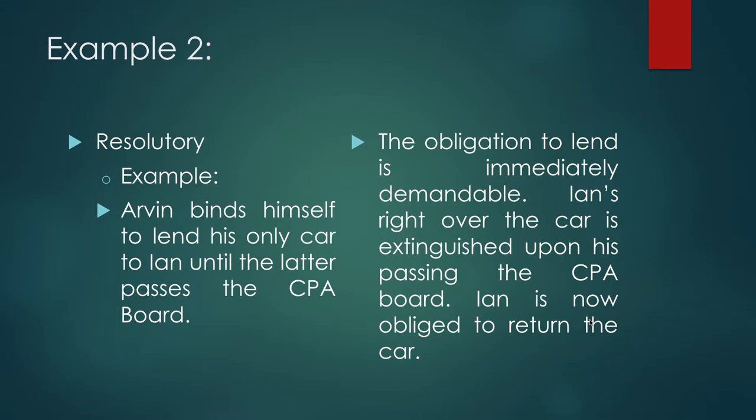Okay, so the other example is for the resolutory condition. For example, Arvin binds himself to lend his car to Ian until the latter passes the CPA board exam. So the obligation to lend the car is immediately demandable at once. Ian's right over the car is extinguished upon his passing the CPA board. Ian is now obliged to return the car after he passes the CPA board. Is it possible for Ian to pass the CPA board exam? Yes, it is possible, and it's going to be in the future. Okay, so that's an example of a resolutory condition. Follow so far?